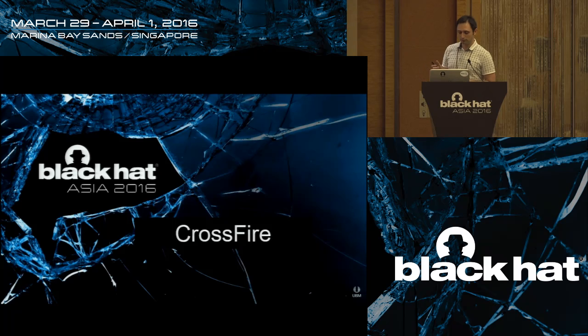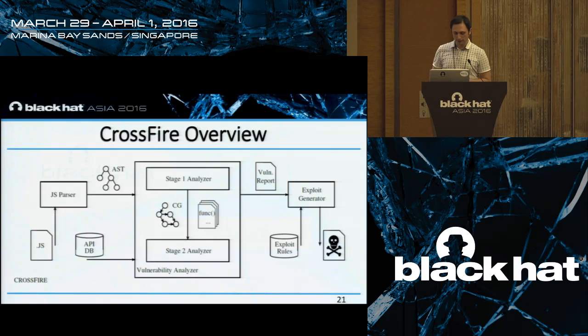To make it easier, we implemented Crossfire, which is a lightweight JavaScript static analyzer and also automated exploit generator. So it gets a JavaScript file or a directory of JavaScript files as an input, and then it parses these JavaScript files. It turns them into abstract syntax trees, and it does the analysis over this syntax tree. It traverses the code, and it consists of two stages.